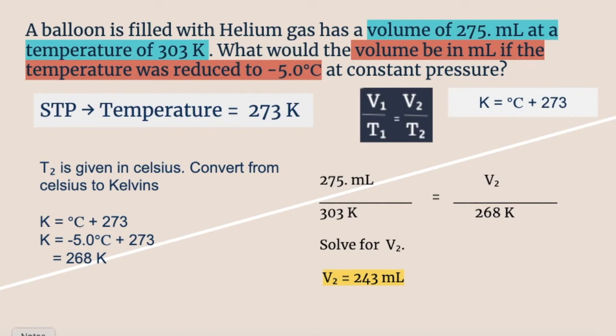Now we just plug in all of our known values and solve for V2. Our initial volume is 275 milliliters, so that's our V1. V1 is divided by our initial temperature, which is 303 Kelvin. This is equal to our unknown, V2, divided by our second temperature, which we just found to be 268 Kelvin. Then we just perform some simple algebra and find that V2 is equal to 243 milliliters. So we find that as temperature decreases, volume also decreases.